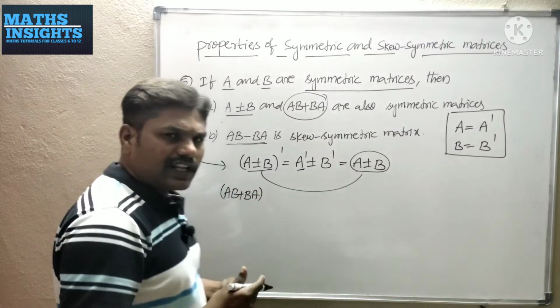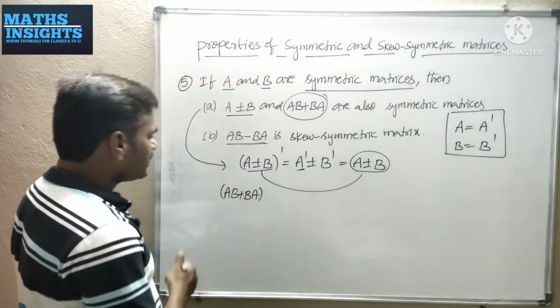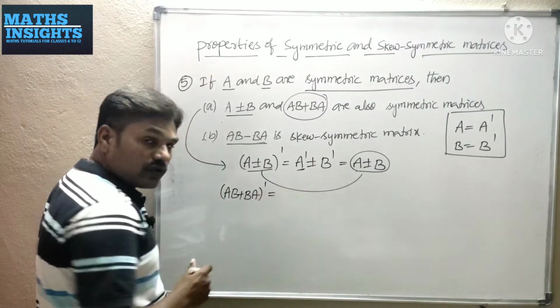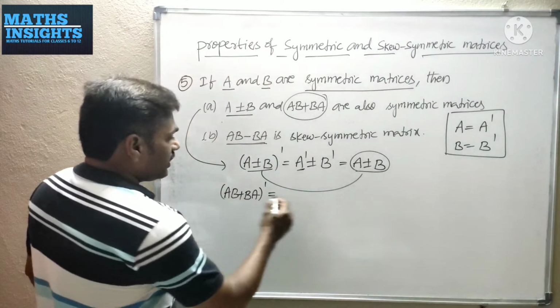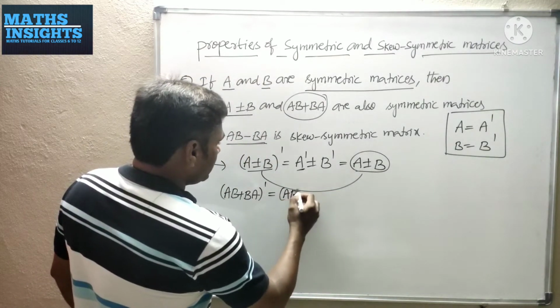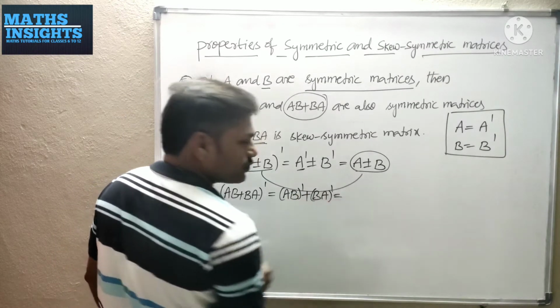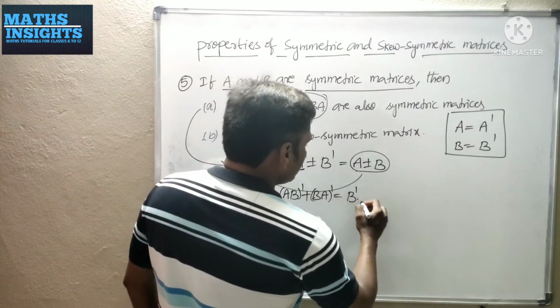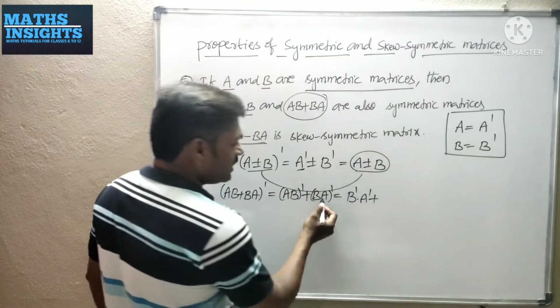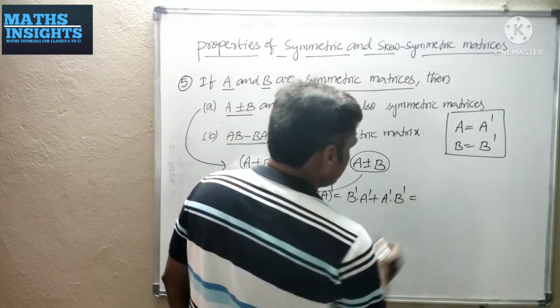The transpose of any matrix equal to itself is said to be a symmetric matrix. Now I am doing the transpose to verify whether it is equal to itself or not. So AB' plus BA', that is equal to (AB)' which, you know very well, is B' into A'. Similarly, (BA)' is equal to A' into B'.